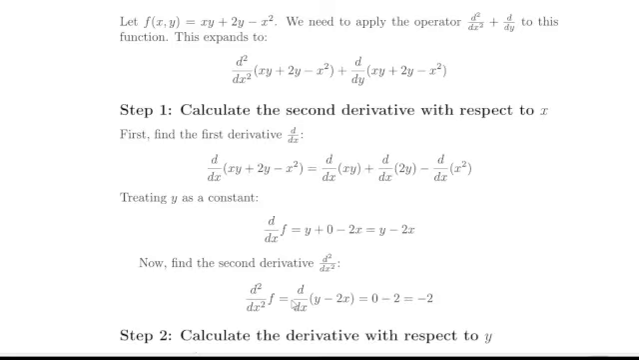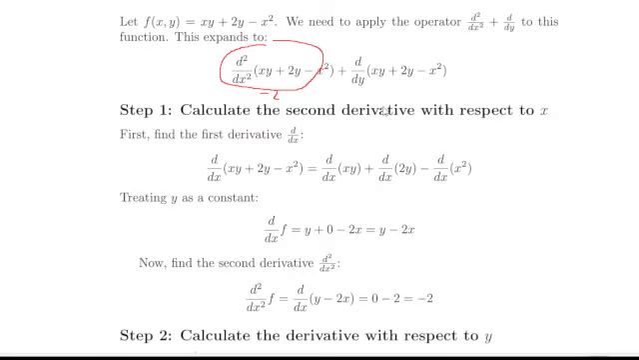And now we can take another derivative with respect to x. y is a constant, so the derivative of the constant is 0. And the derivative of negative 2x is just negative 2. So then this whole thing right here is just negative 2.